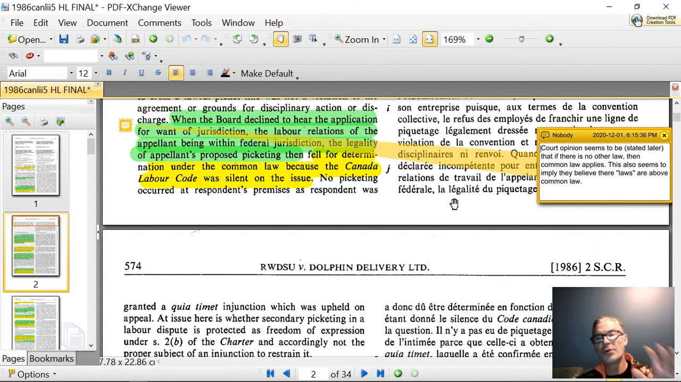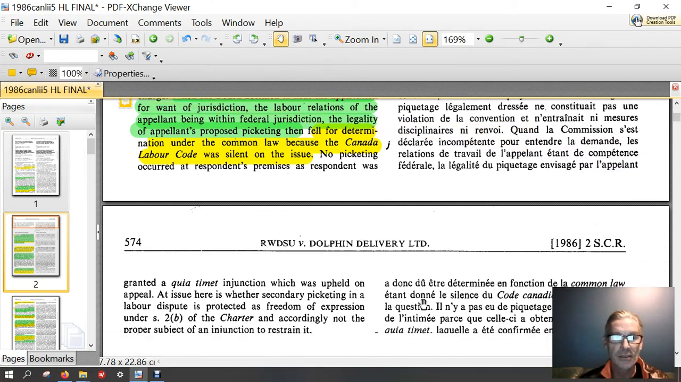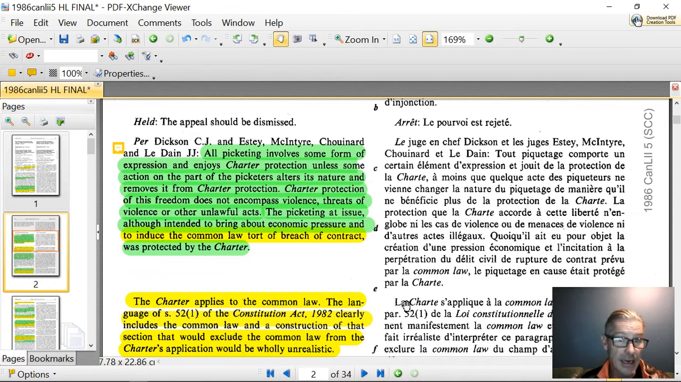So the court opinion seems to be, and it's stated later on, that if there's no other law, then the common law applies. And it also kind of implies that they believe that their laws supersede or are above common law. So it's important to understand, again, how they think.